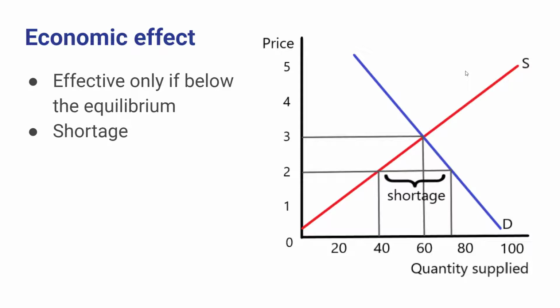The actual volume of transactions is always going to be the minimum of the quantity demanded and the quantity supplied. Because even though a lot of people would like to buy this good, they can't buy more than what sellers are willing to sell. So what we observe is that when there's an effective price ceiling imposed, we end up with lower prices and also lower quantities.